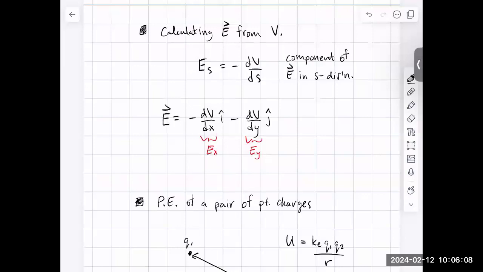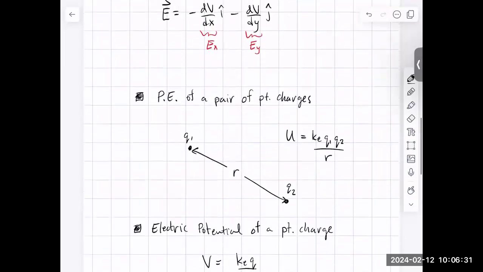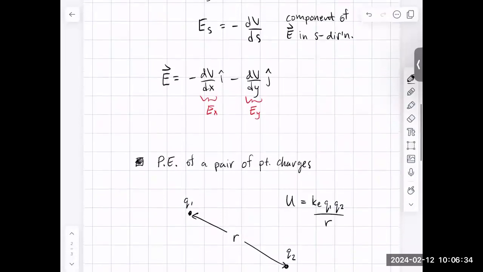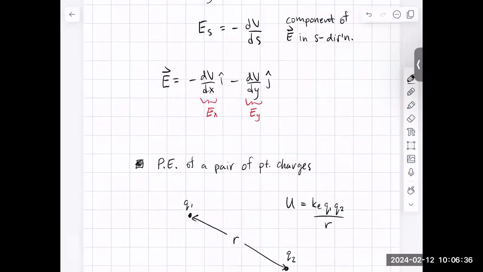So if you wanted the X component, you would do minus dV dx. If you wanted the Y component, you do minus dV dy. And then once you have those components, you can go ahead and construct the electric field vector by taking the X component along the I hat direction and adding that to the Y component along the J hat direction. Okay, we also talked about the potential energy between a pair of point charges.